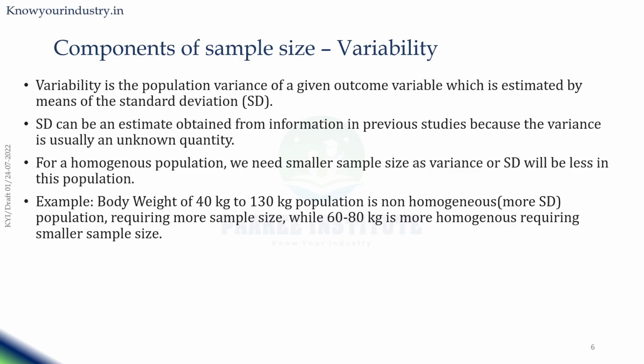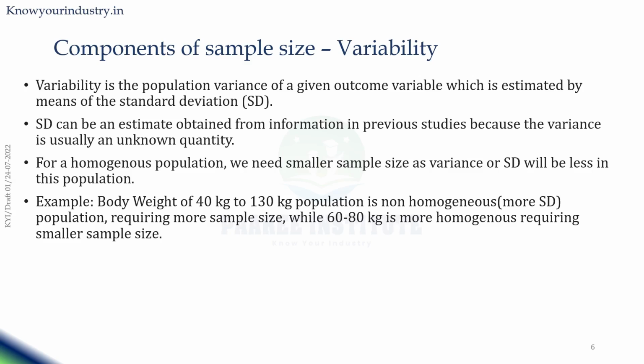Variability is the population variance of the given outcome variable, which is estimated by means of standard deviation. Standard deviation can be an estimate obtained from the information in the previous studies because the variation is usually an unknown quantity. For a homogeneous population, we need a smaller sample size as variance or standard deviation will be less in the population. What is a homogeneous population?